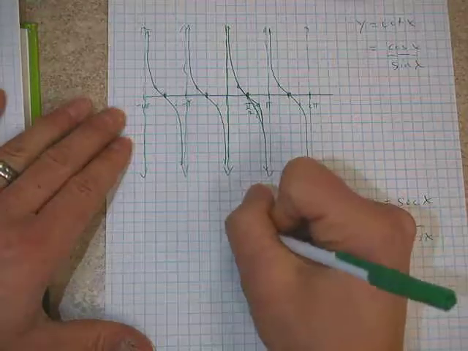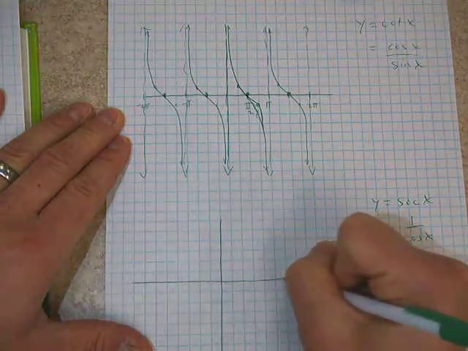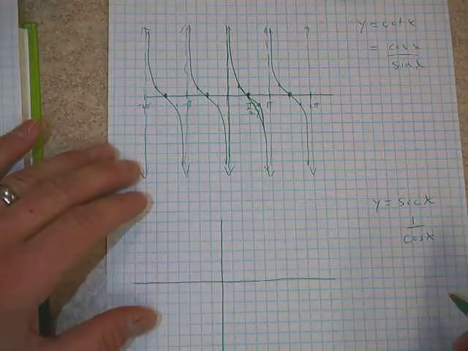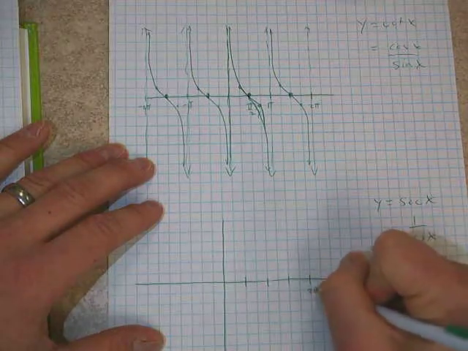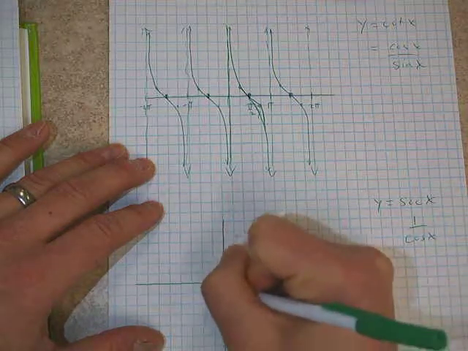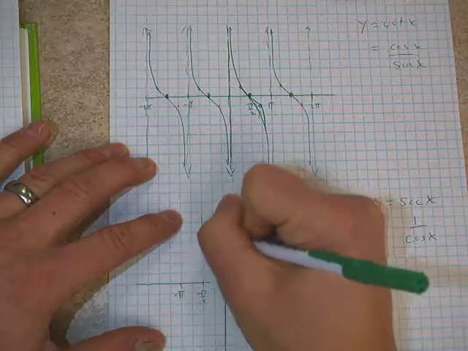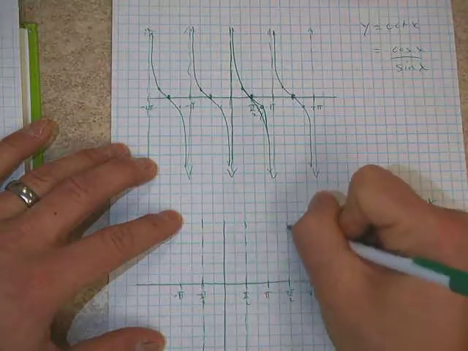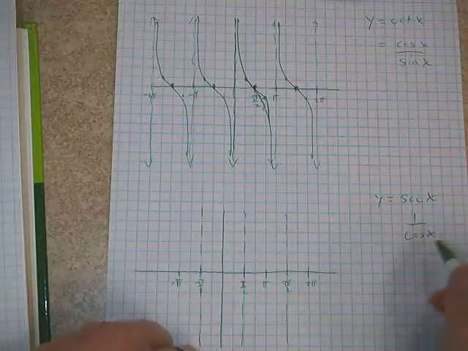Okay, secant, remember, is defined as 1 over cosine. So when we do secant, its asymptotes are going to be where the cosine is equal to 0, and the cosine is equal to 0 at pi over 2, 3 pi over 2, and so on. So when we graph this, the asymptotes are going to be exactly what we had for the tangent function. So I'm going to go ahead and draw in my asymptotes. Negative pi over 2, pi over 2, 3 pi over 2.